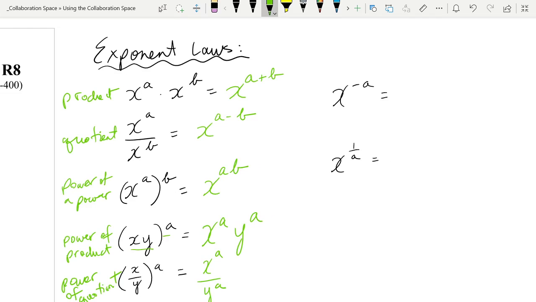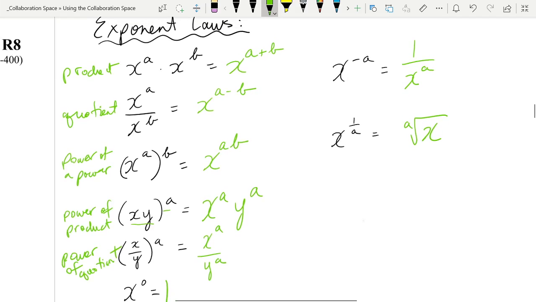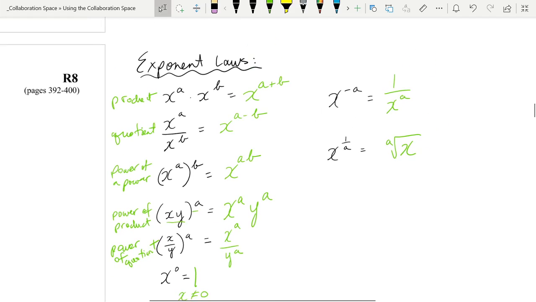What happens if you take a negative exponent of base x? It's 1 over x to the a, correct? And what happens if you take a fractional power of base x? It is the eighth root of x. And so there's the rest of them. So that's it. That is all the exponent laws that you really have.